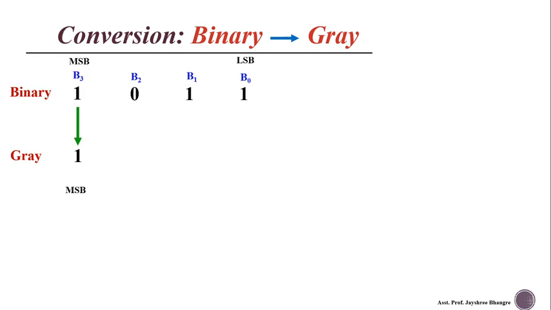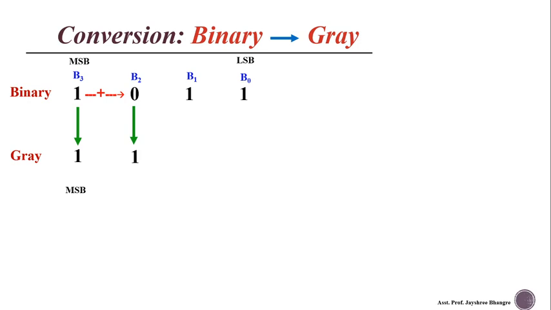To find the next gray bit, we have to perform the XOR operation between the binary bits B3 and B2. In an XOR operation, when the 2 inputs are equal, that means 1 1 or 0 0, the answer will be 0. And if these 2 bits are different, then the answer will be 1. Here we perform XOR on B3 and B2, that is 1 and 0. As these 2 bits are different, the answer is 1, so we get the next gray bit, 1.